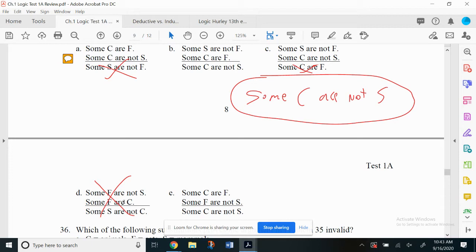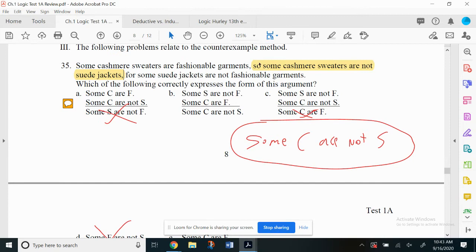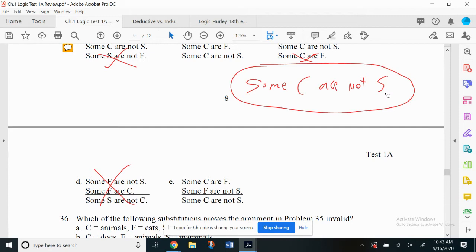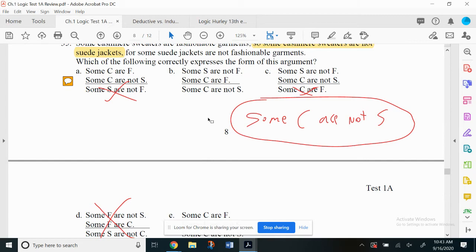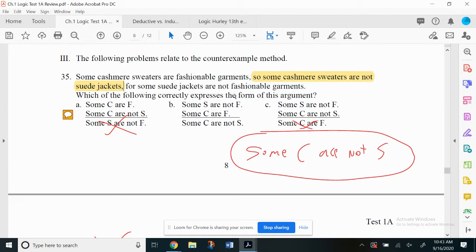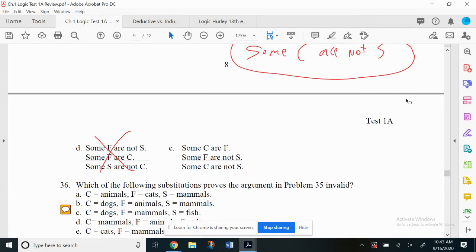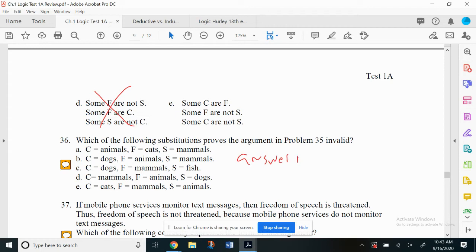So once I map out symbolically that this is the case for that conclusion, some C are not S, I eliminate these other three first. So anyways, yes, it's B. And all that means is you have to figure out the premises now. Go back up there and map those out. So I know only B works, right? So then I take my B and I bring it down to, so my answer for B, and I'll bring it down, some S are not F.